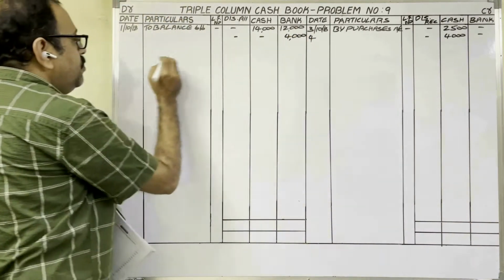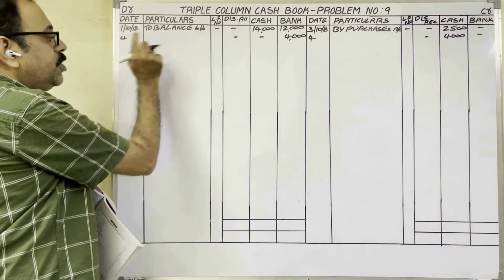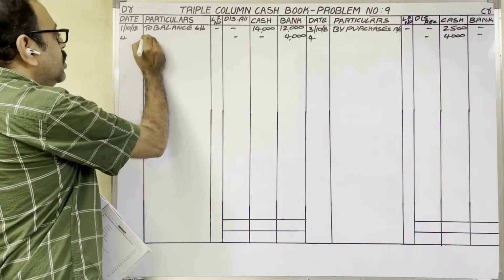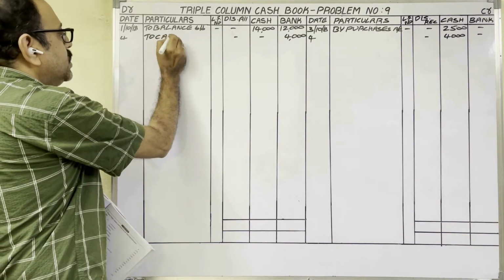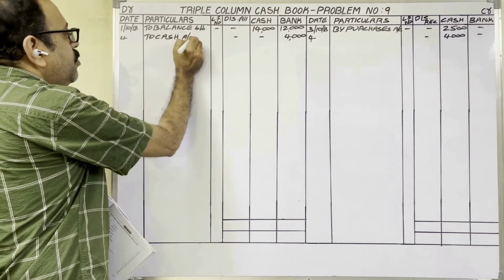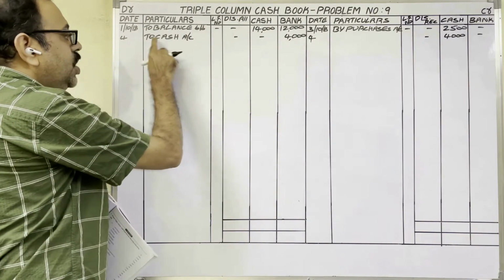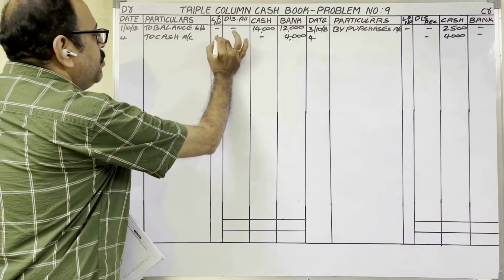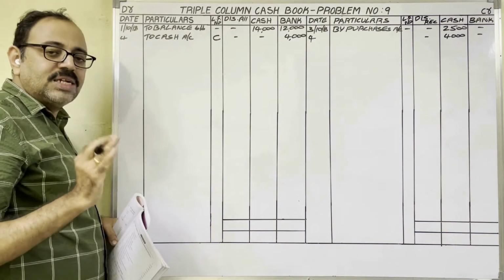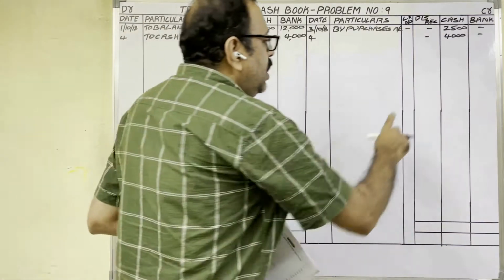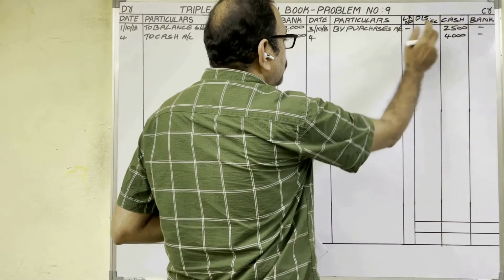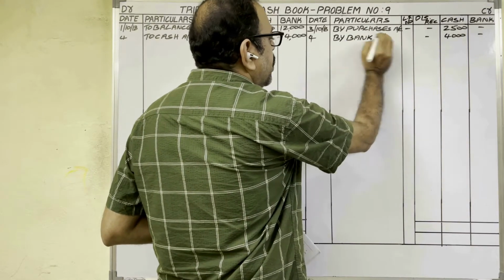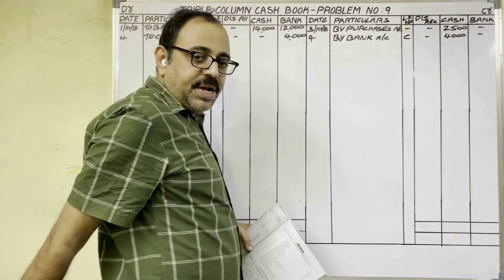Date, same, fourth date. Now come to particulars column. When we are writing amount in bank column, here we should write to cash account. If you write amount in cash column, here you should write to bank. Follow this rule. In LF number column, write down C. C stands for contra. Here in cash column we are writing amount. So write down by bank account. So contra entry recording is completed.